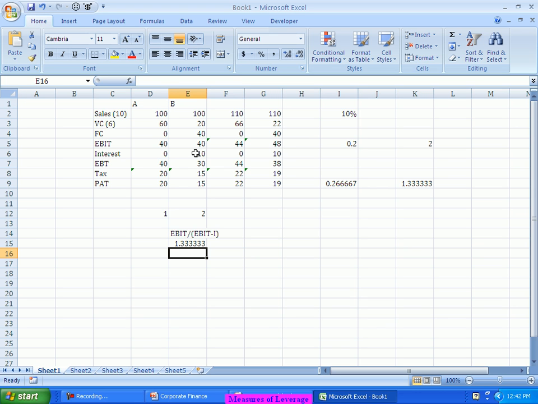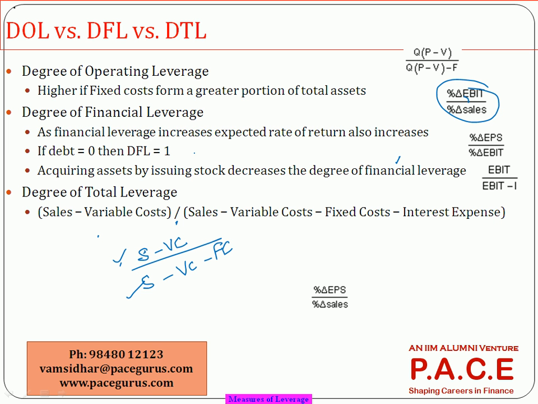So whether it is the degree of operating leverage or degree of financial leverage, I can go with the two formulas. If I am in a regular scenario, I can take it as percentage change in profit after tax divided by the percentage change in EBIT, or I can very well take it as EBIT divided by EBIT minus I. And for your information, EBIT is nothing but this.